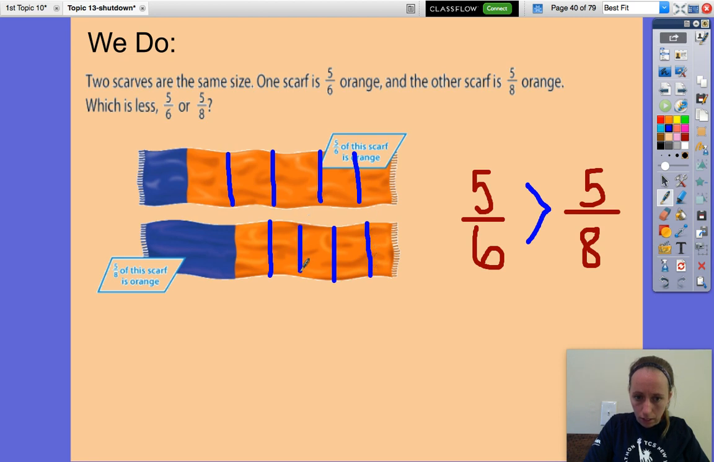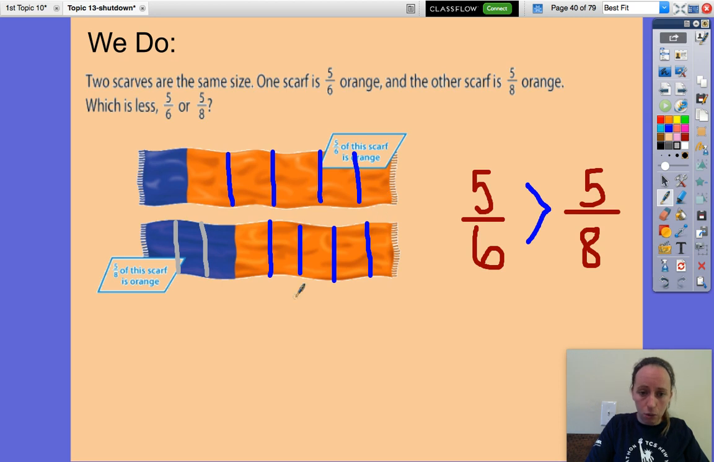So I'm going to divide this into 8, which is probably going to be a little bit harder to see. So I'm going to do it. We have 1, 2, 3, 4, 5, 6, 7, 8. Okay, 8 equal parts. So notice 5/8 of these are orange and 5/6 of these are orange. We can see that this part of the orange scarf is much bigger than this part of the orange scarf, even though the numerators are the same.